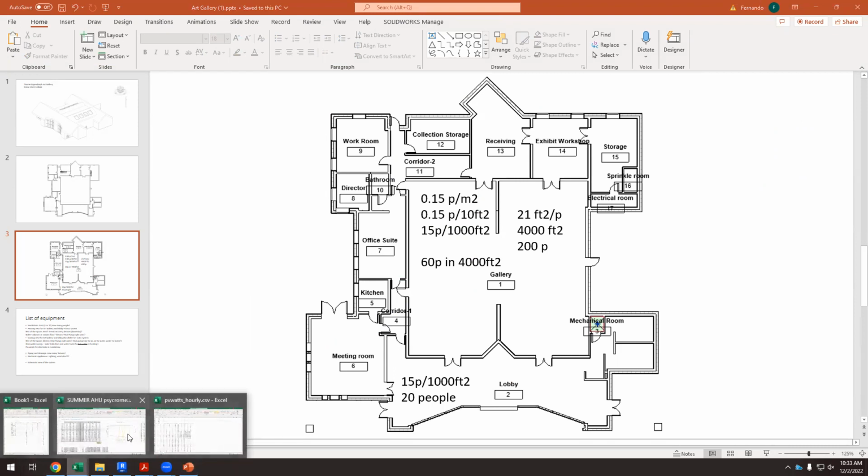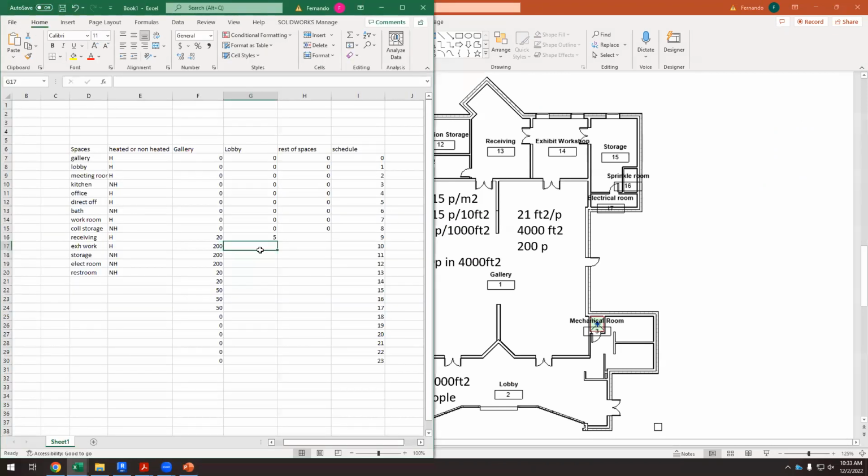Okay, so now what's the schedule of the lobby? So I assume that when we have the exhibition, we have 20, 20, 20. Then after the exhibition, people stay in the lobby, and then in the afternoon, I have only 5 people, and then 0. Okay, so that's the schedule of the lobby.